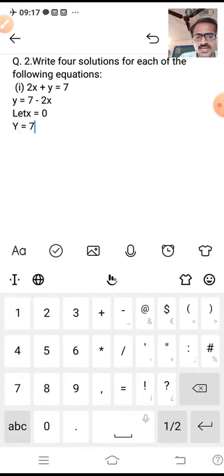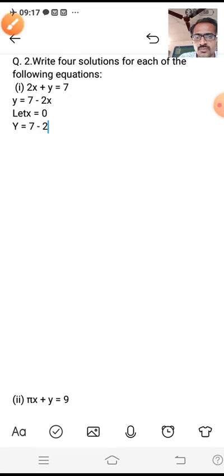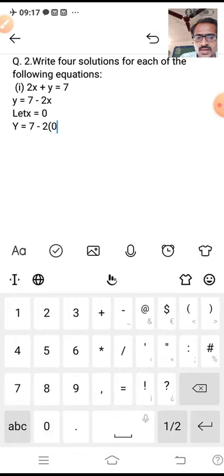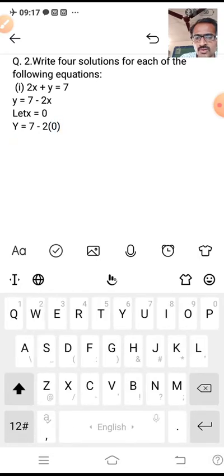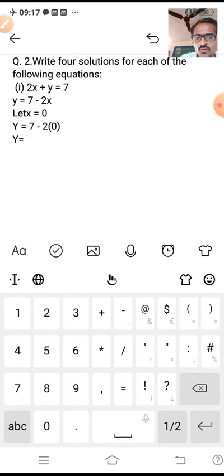y equals 7 minus 2, now instead of x what will we write? 0. So we will have y equals 7 minus 0. So it will be 7. So here we have the first values of x and y: x is 0, y is 7.